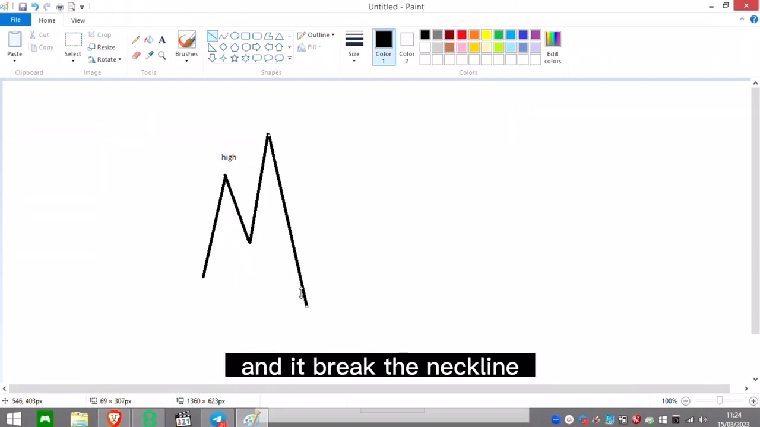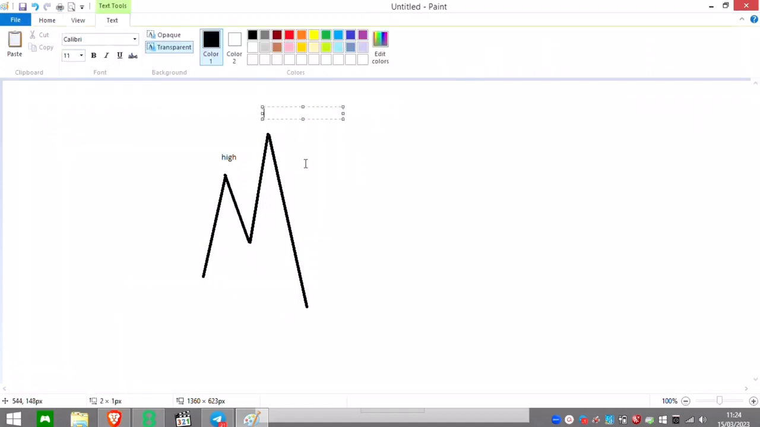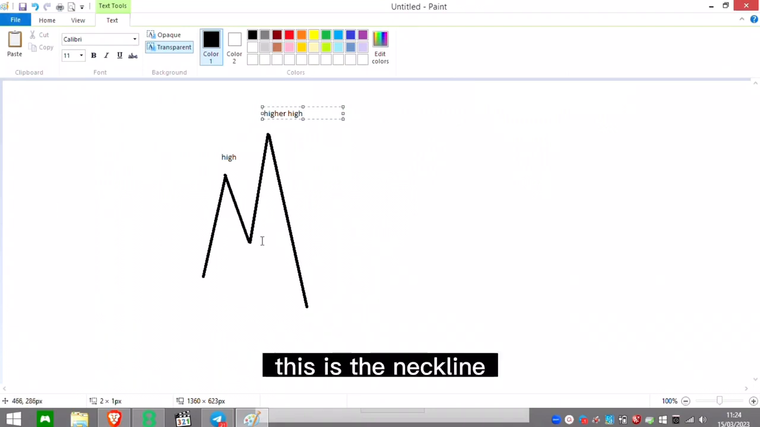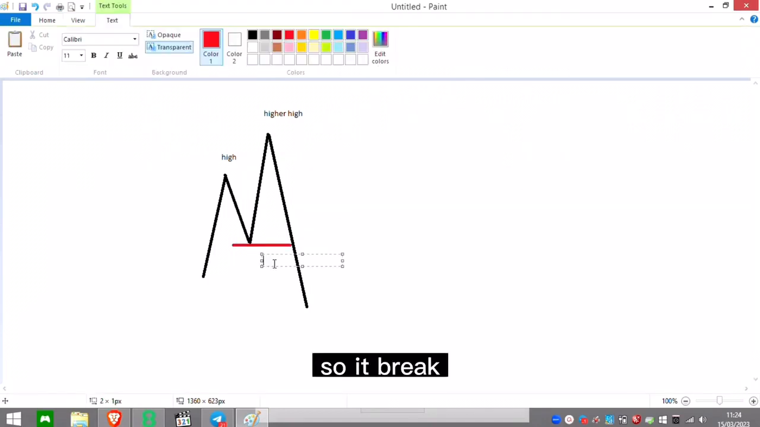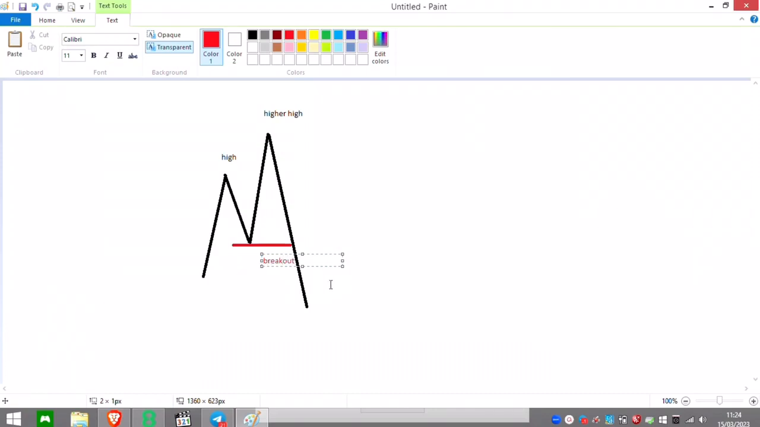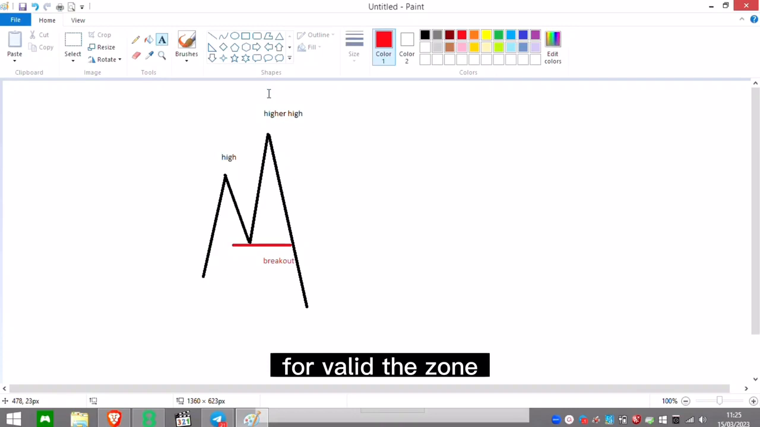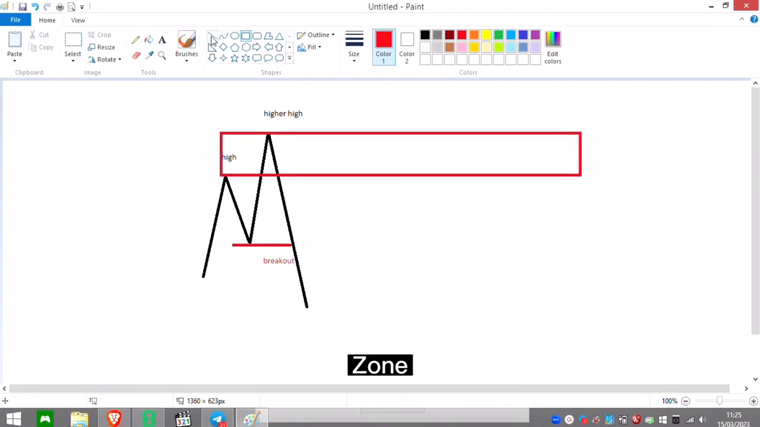and it breaks the neckline from the previous higher high. This is the neckline, so it breaks. You need to do the breakout to validate the zone, confirmation, and you can sell at this zone.